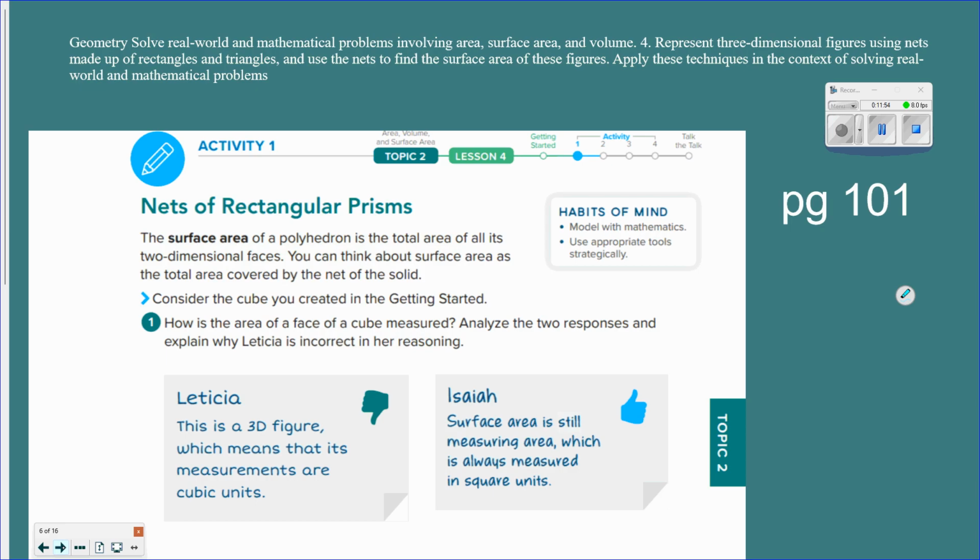So now we've already talked about it. We've done an example of a net. Now let's talk about the next piece.